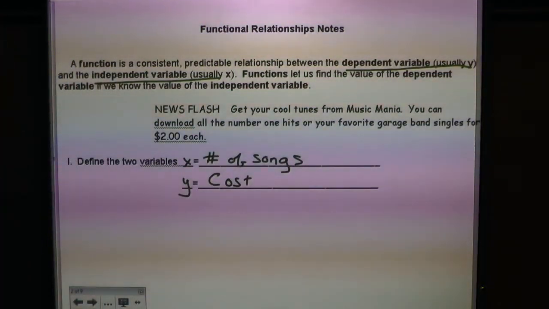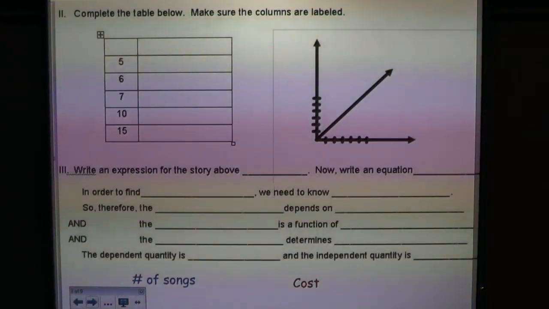If you need to shorthand anything on here, you want to write your own notes, you do what you want. If you want to write out the word number, do it. It's up to you. I write in shorthand quite a bit, so you'll see this. So your independent variable, what you need to know first, is the number of songs. Once you know that, you can find the dependent variable, which is the cost, what you want to know at the end.